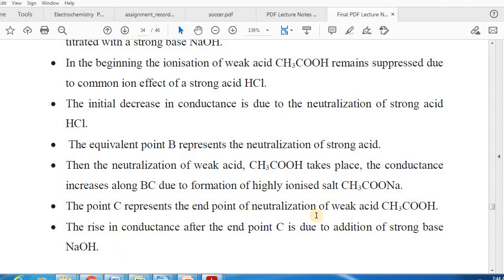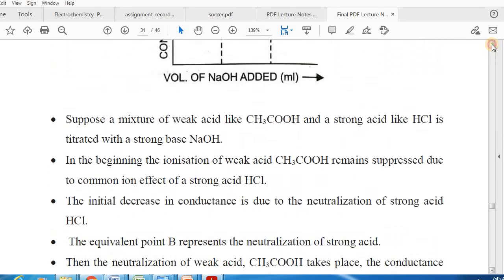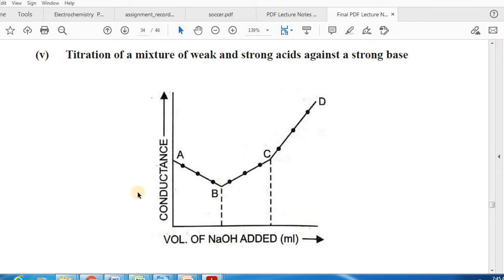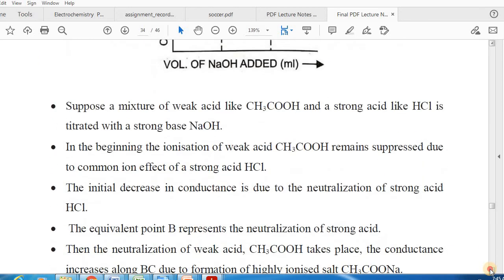The point C represents the end point of neutralization of the weak acid, and the rise in conductance after the end point C is due to the addition of the strong base NaOH. So this kind of curve is obtained in the case of a mixture of weak acid plus strong acid titrating against a strong base. Initially, neutralization of the strong acid HCl is taking place. Then the neutralization of acetic acid against NaOH is taking place. And finally, after the equivalence point, when both of the acids are neutralized, after point C the conductance of the solution is increasing due to the addition of freely moving OH- ions.